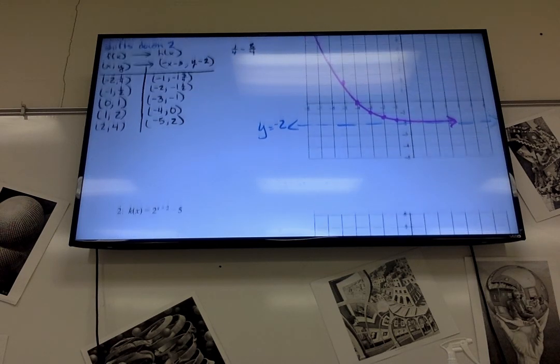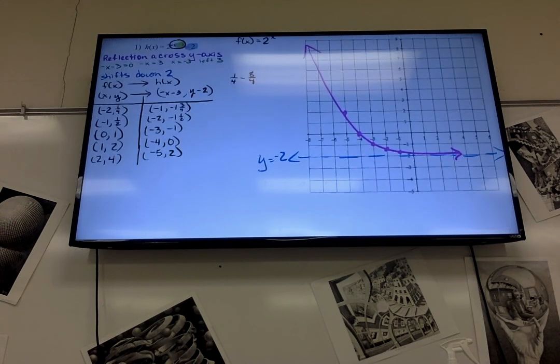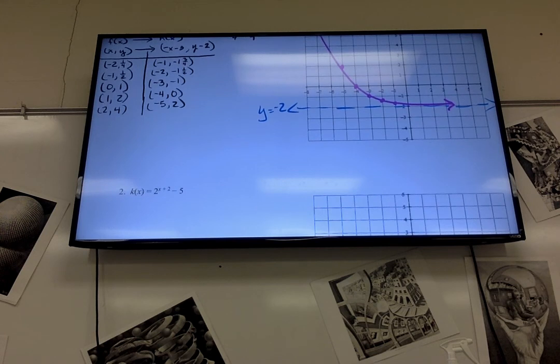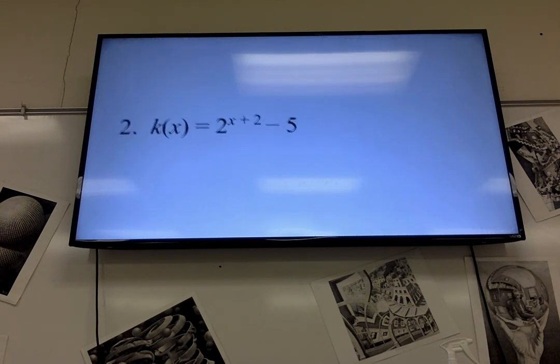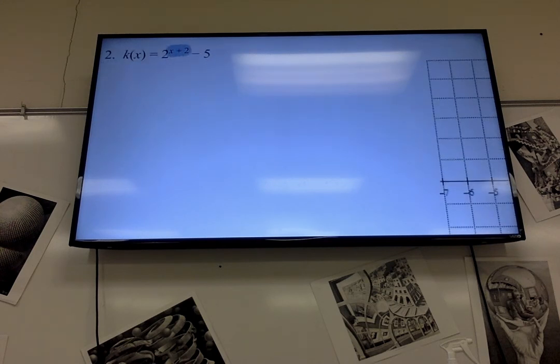Okay, for k of x, we want to first start, there are no negatives. There's not a negative in front of the 2, and there's not a negative with the x plus 2. So we don't have any reflections. But this x plus 2, what does it do? Yep. It's a positive x plus 2. So that's x equals negative 2, and you're right. It shifts left 2.